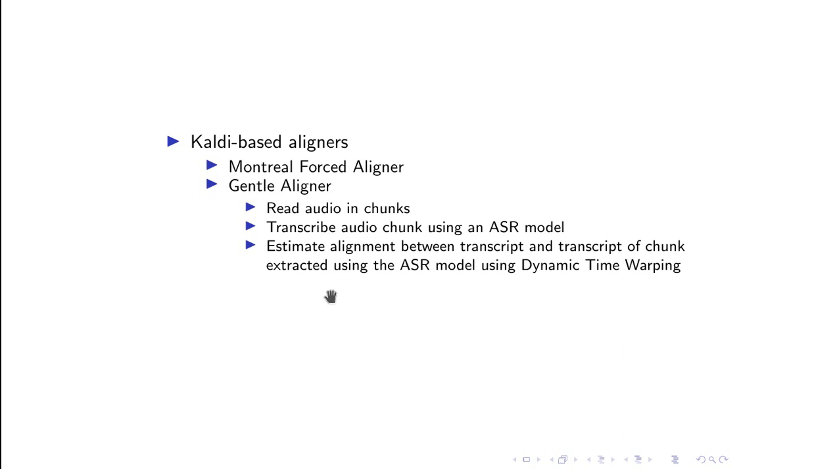Again, I would encourage you to read the code of the Gentle aligner, but I present a very high level summary of what it does. When you have an audio, it reads the audio in chunks, and for each chunk in the audio, it transcribes the audio using a pre-existing ASR model, and then it estimates the alignment between the transcript that you gave and the transcript of the chunk extracted using the ASR, using an algorithm called dynamic time warping.